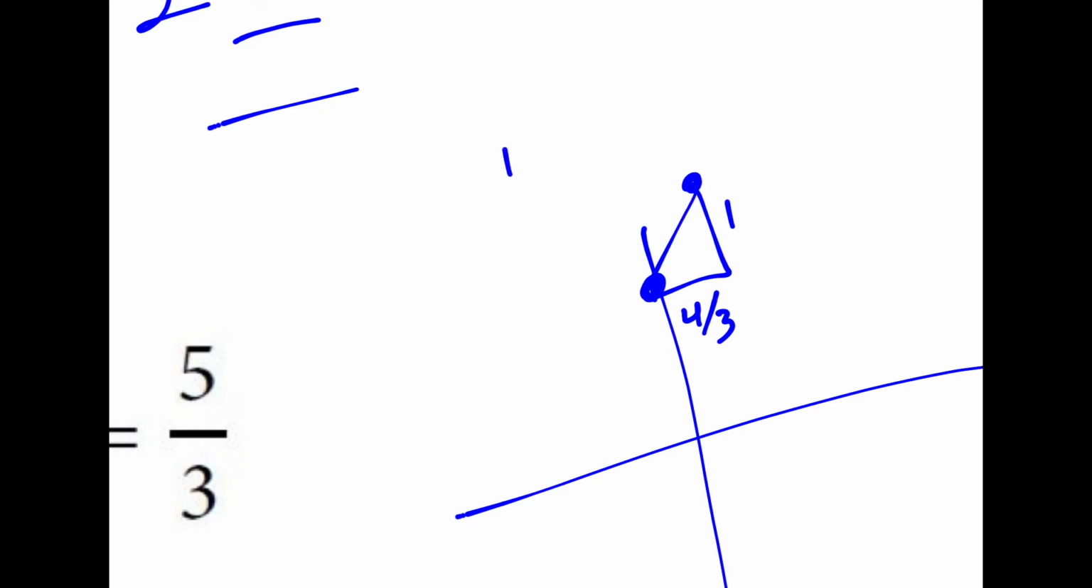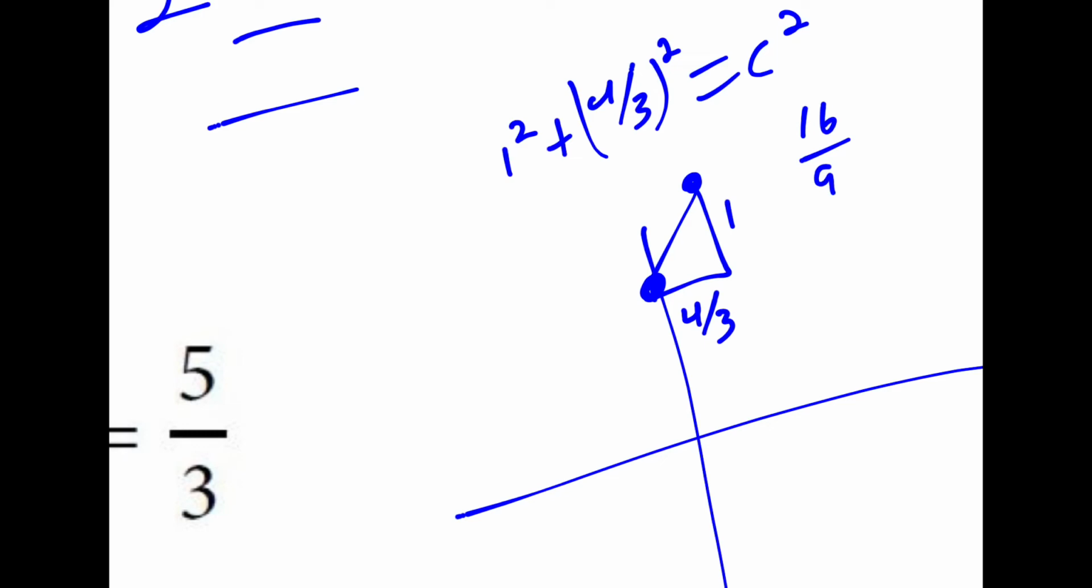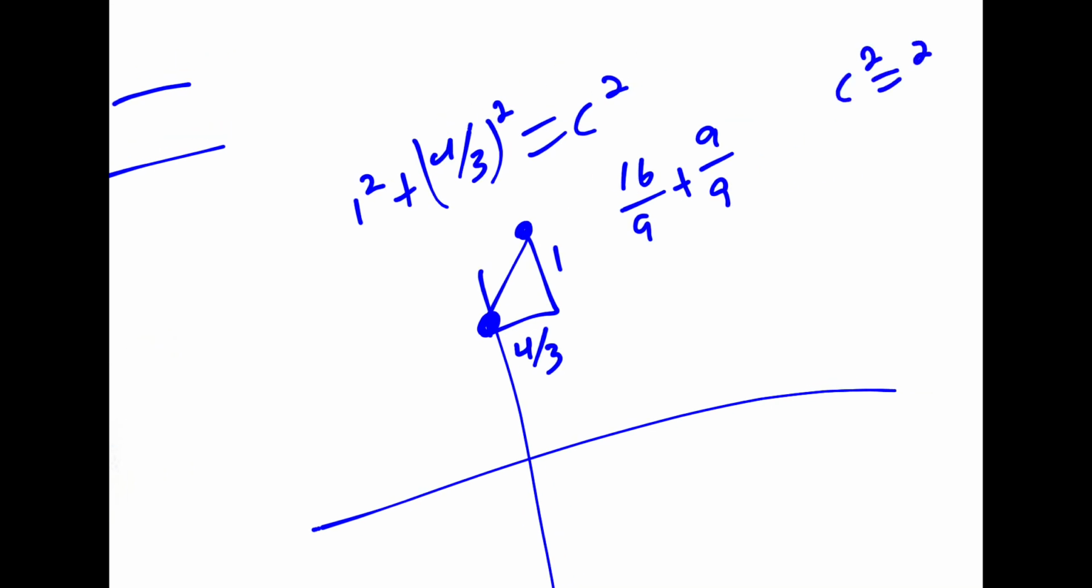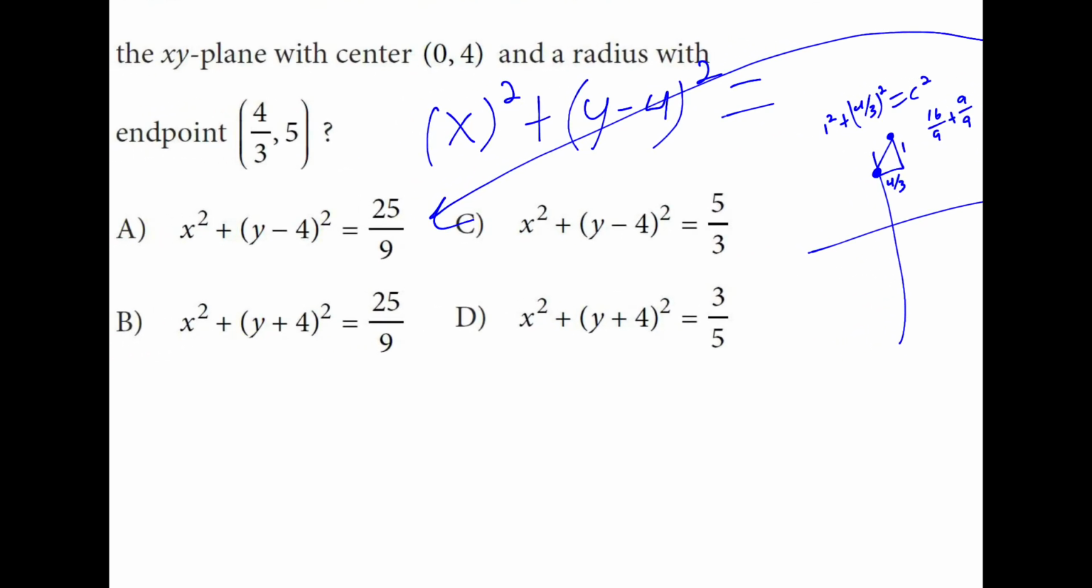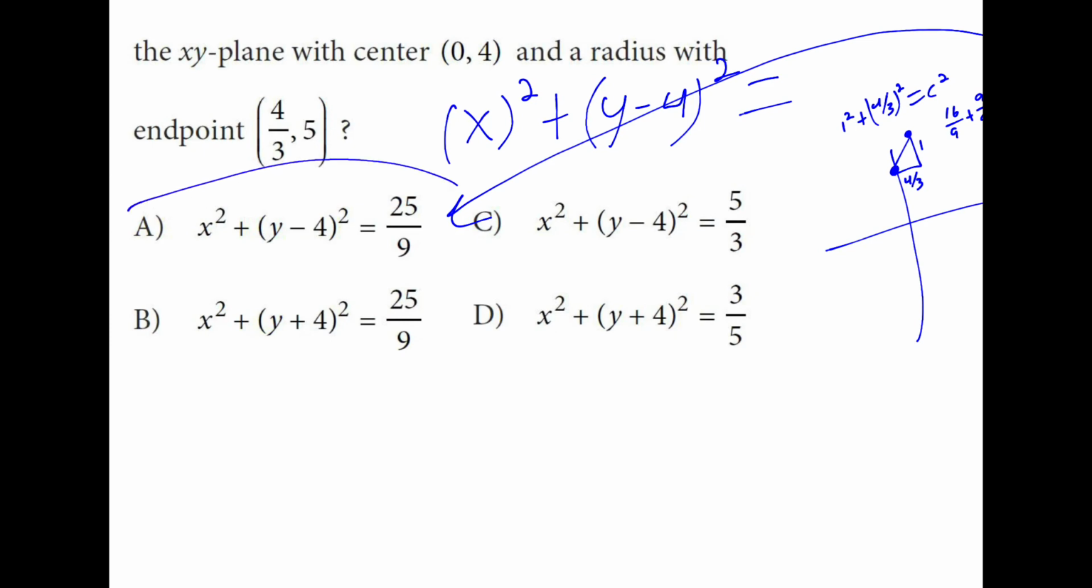To find my radius, I'm going to take 1 squared plus 4/3 squared is equal to c squared. So 4/3 squared is 16 over 9. So 16 over 9 plus, I'll rewrite 1 as 9 over 9. And c squared is equal to 25 over 9. So if I want the square root of 25 over 9, well, actually you don't even need it, because per the formula, r squared goes on the right, so we're looking for 25/9. And you want the one that has minus 4. So A is the right answer.